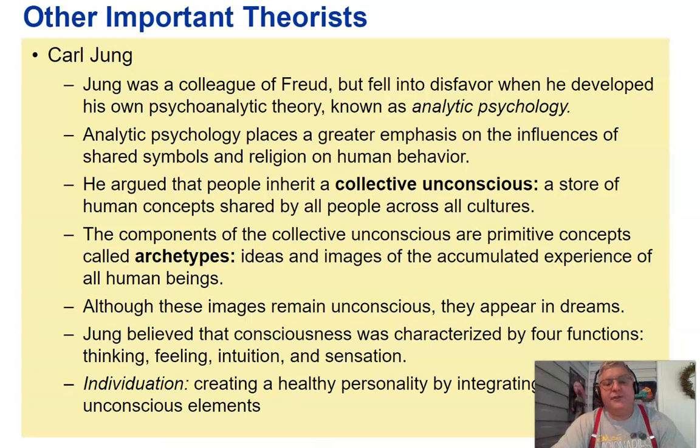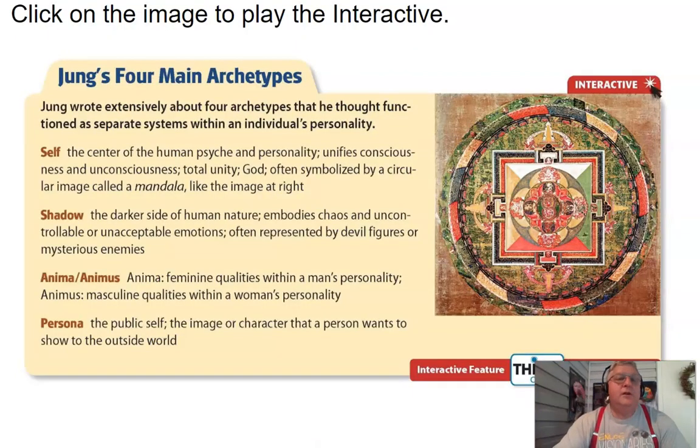Individuation is creating a healthy personality by integrating conscious and unconscious elements. Jung's 4 main archetypes are the source of the Myers-Briggs. The self is the center of the human psyche and personality, and it unifies the consciousness and unconsciousness. It represents total unity in God, often symbolized by a circular image called a mandala, like that image at the right.